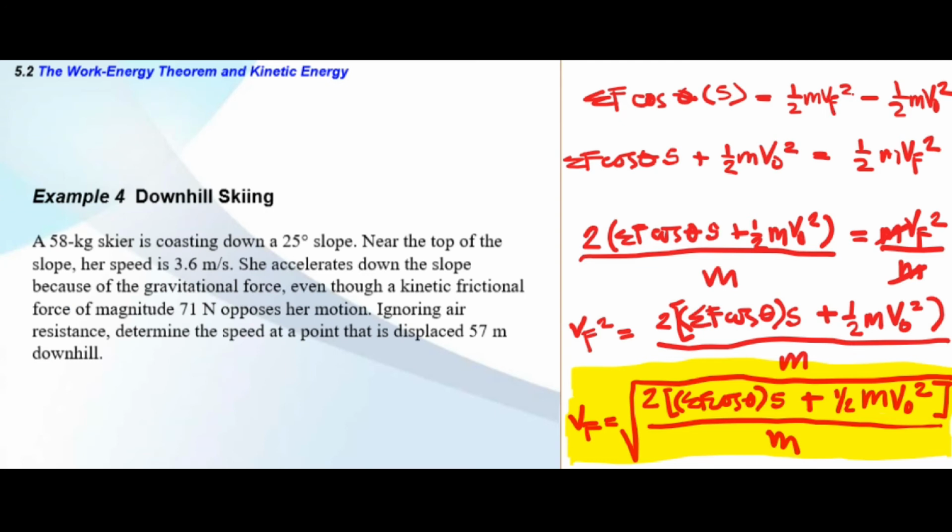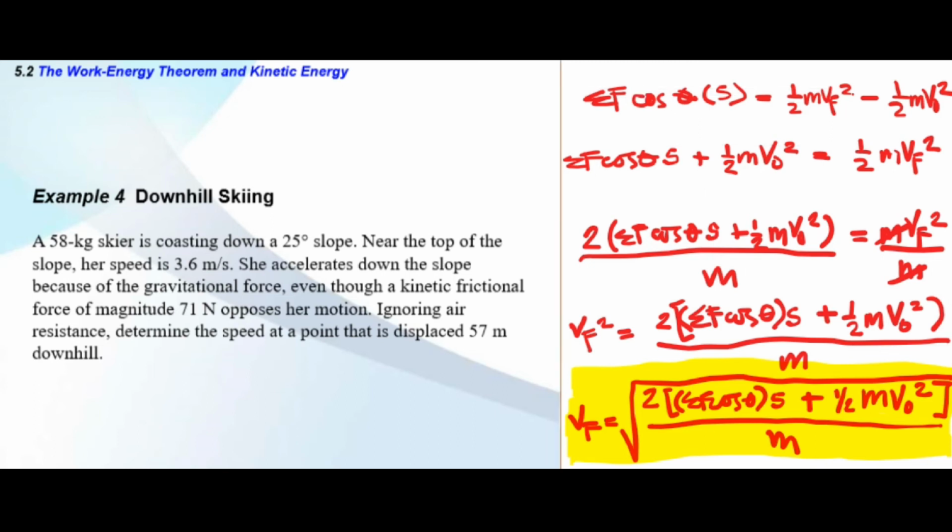Now another example is a 58 kilogram skier coasting down a 25-degree slope. Near the top of the slope, her speed is 3.6 meters per second. She accelerates down the slope because of the gravitational force, even though a kinetic frictional force of magnitude 71 Newton opposes her motion. Ignoring air resistance, determine the speed at a point that is displaced 57 meters downhill.